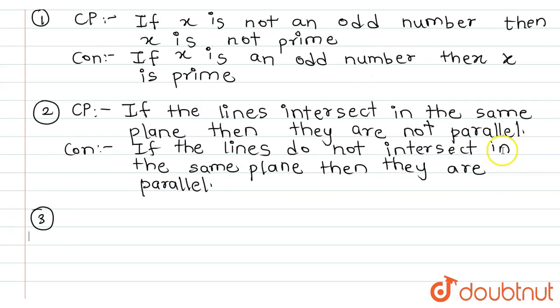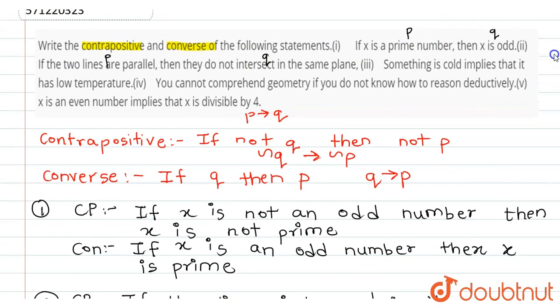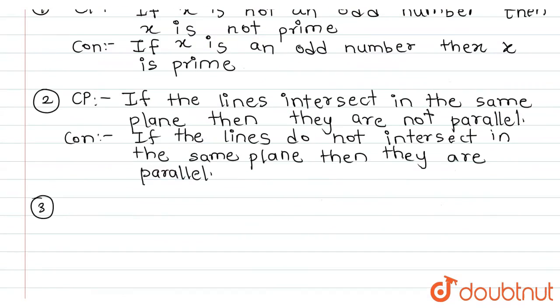Moving to the third statement. So see friends, what is the third statement? If something is cold, then it has low temperature. It is cold is P. It has low temperature we can write as Q. Okay friends, so how can we write this statement? See, something is cold implies that it has low temperature.